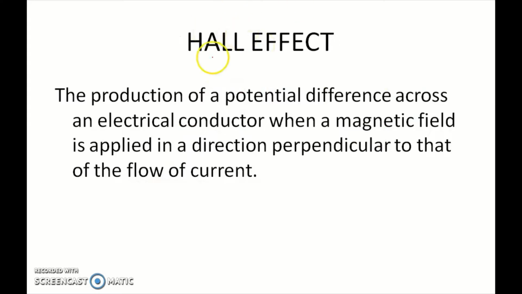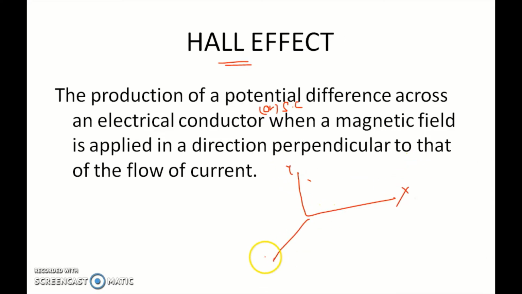Now, coming to the Hall effect, all the concepts we discussed earlier are very much essential to discuss the Hall effect. The definition of the Hall effect is the production of a potential difference across an electrical conductor, or we also take it as across a conductor or semiconductor, when a magnetic field is applied in a direction perpendicular to that of the flow of current. So what it means is the following.